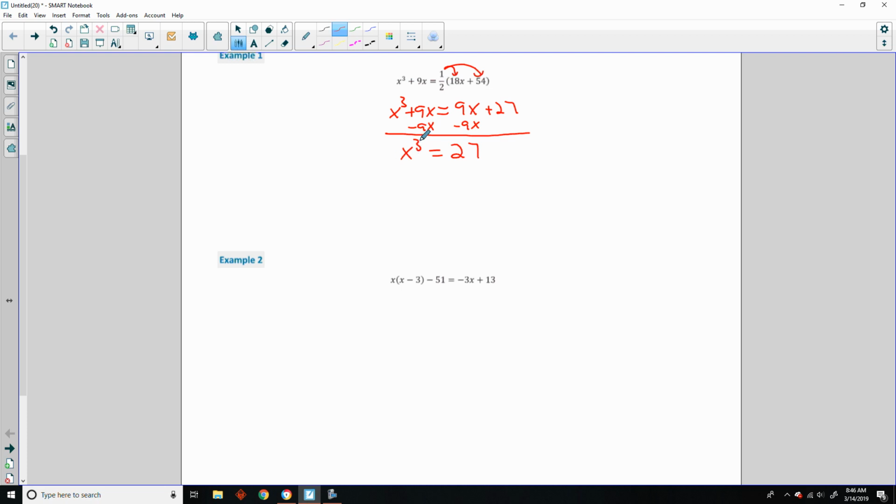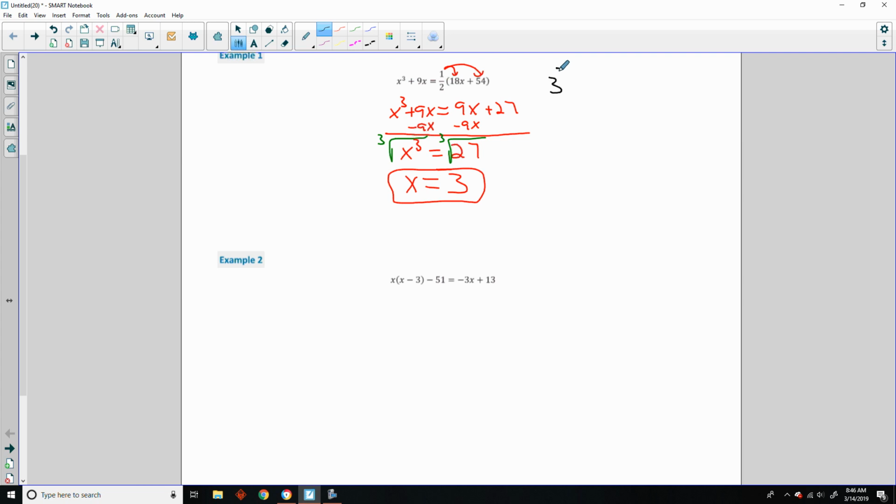When I have just a variable by itself on the left and a number on the right, I'm almost done. All I have to do now is the inverse of cubing, which is the cube root. So if I take the cube root of both sides, I get x equals the cube root of 27 is 3, and my answer is 3, and we should always check. So I'm going to substitute in 3 for every x.